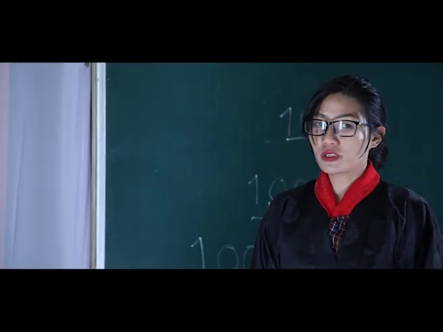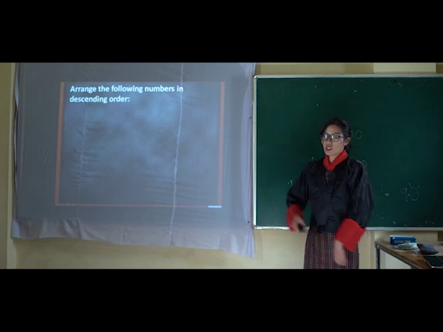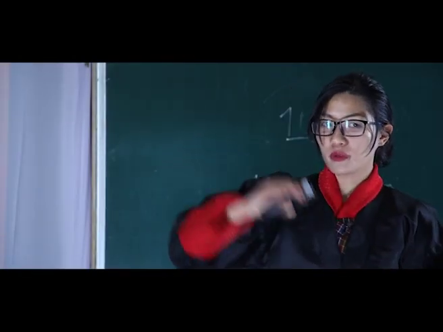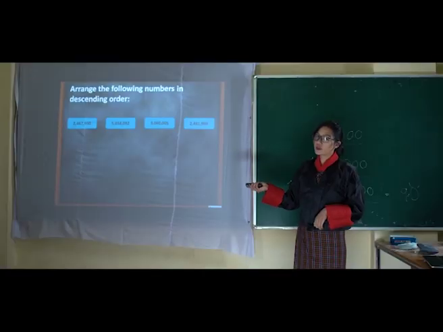Here's another question. Arrange the following numbers in descending order. Descending order, from greatest to least. Here are the numbers. The first number, look at it, try to read it again. So which among these is the greatest? Are you ready with your answers? Check your answers, please.